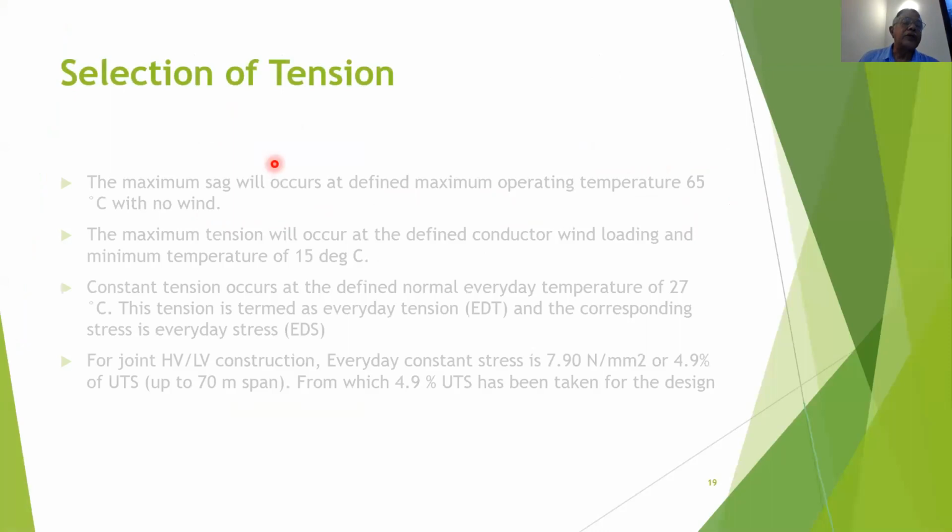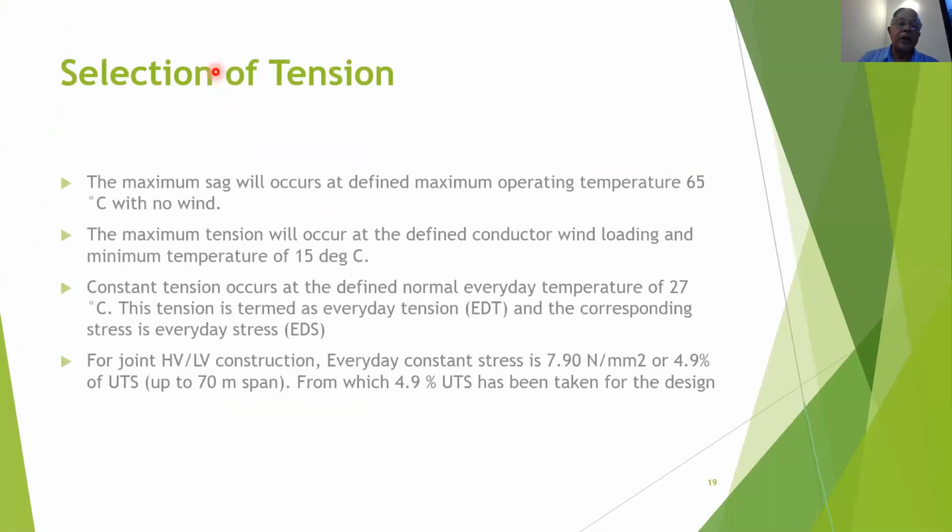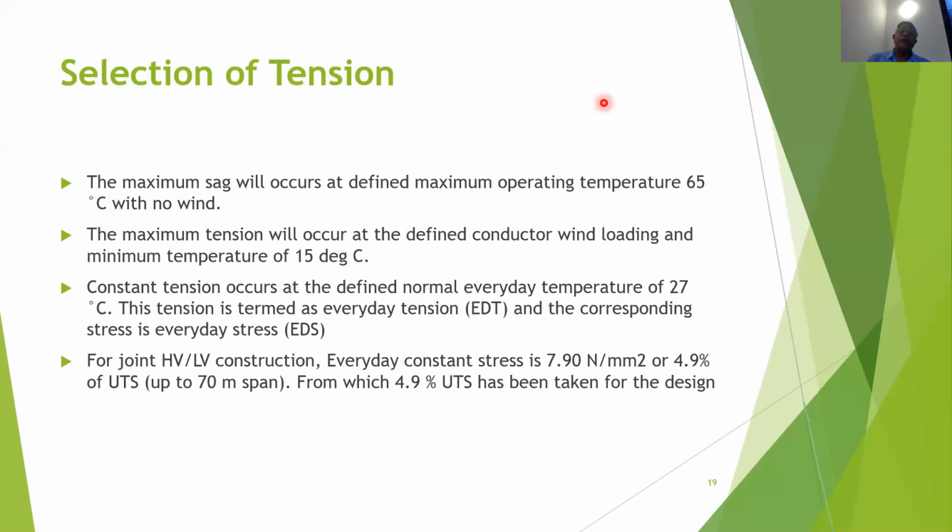Selection of tension. The maximum sag will occur at the defined maximum operating temperature, 65 degrees. Say we are designing a transmission line with ACCC conductor, so that can go up to 180 degrees.